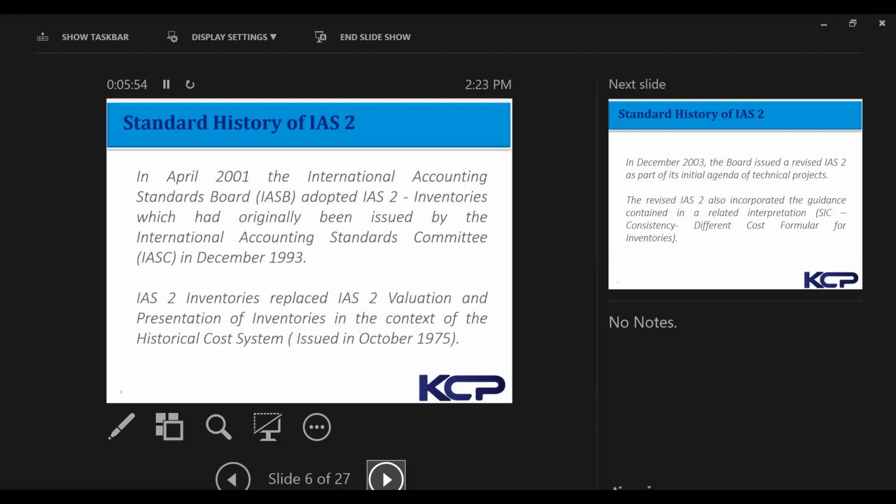IAS 2 inventories replaced IAS 2 valuation and presentation of inventories in the context of the historical cost system. This standard was initially or originally issued in 1975, right? Why do we say then that IASB adopted it in 2001? Because that was when IASB became effective. So they adopted all the existing or substantive standards and began to refine or revise them where it becomes very necessary. Is that clear?